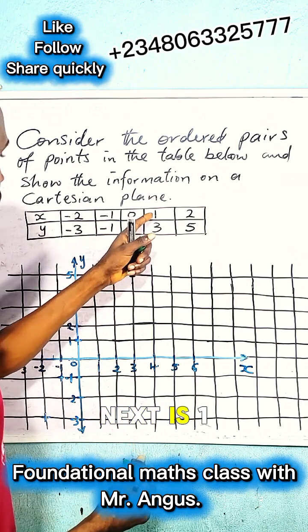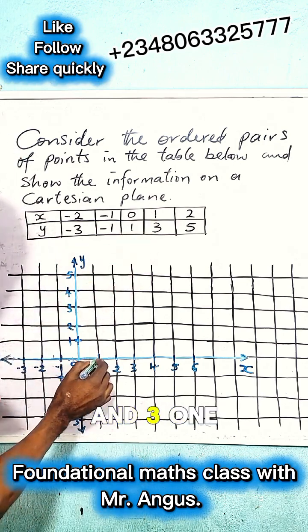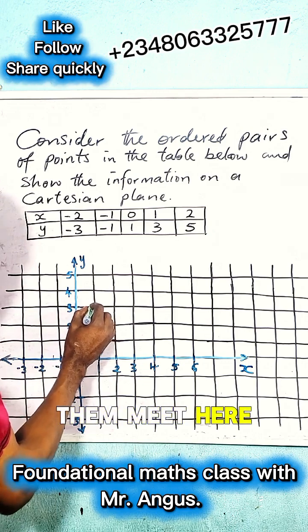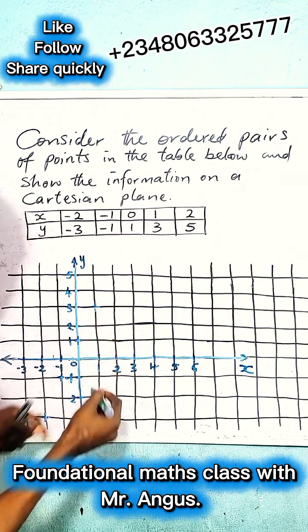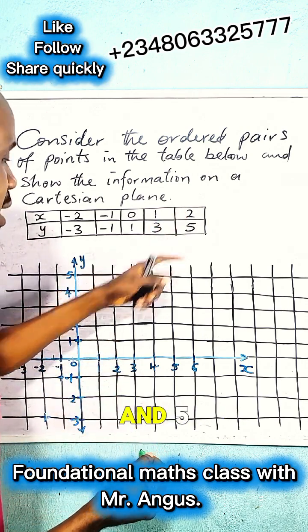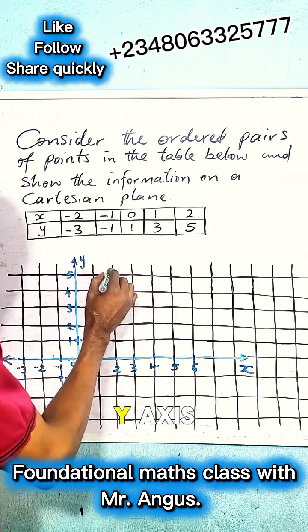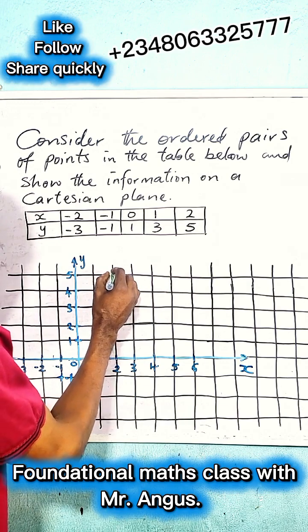Next is 1 and 3. 1 on the x-axis, 3 on the y-axis. So the two of them meet here. And lastly, 2 and 5. 2 on the x-axis and 5 on the y-axis. So the two of them meet here.